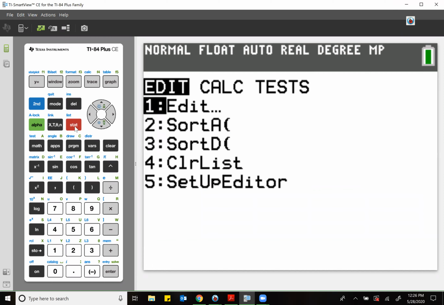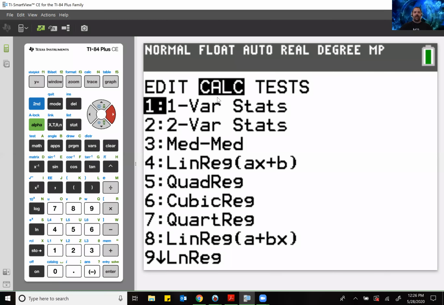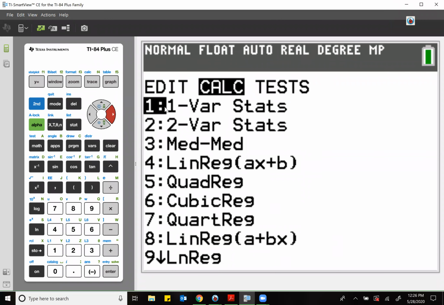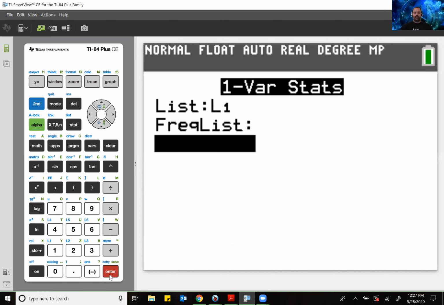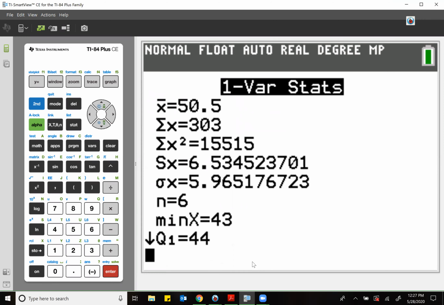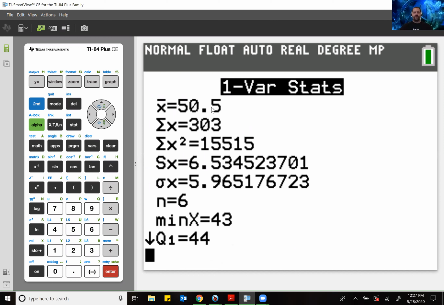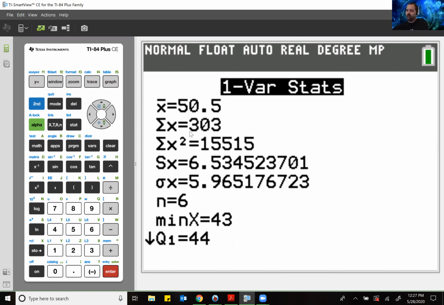Edit left, right side, not edit. Click on the right, so scroll to the right. One variable statistics. Enter, and just keep hitting enter all the way through. Calculate. And here it all is. And right there at the top is the mean. There you go. And you have lots of other information too.